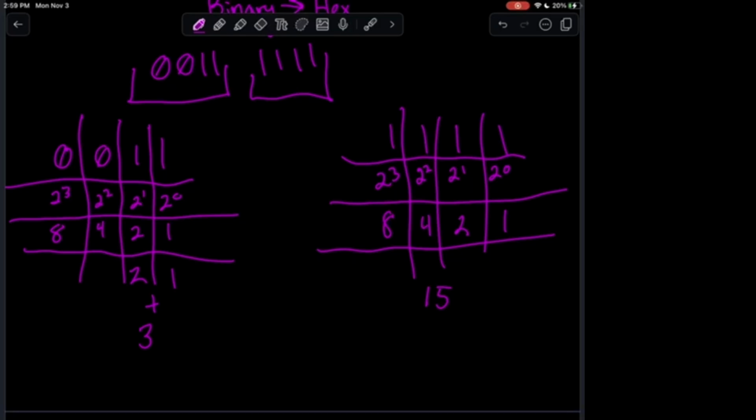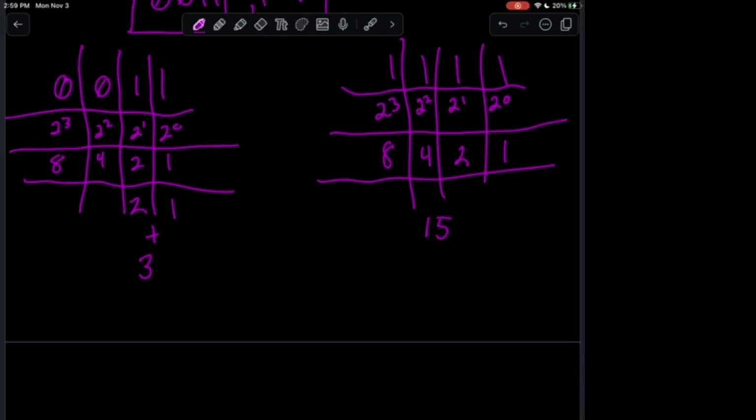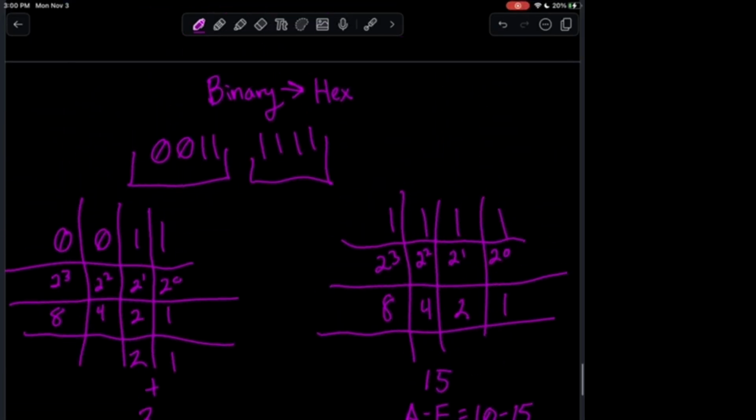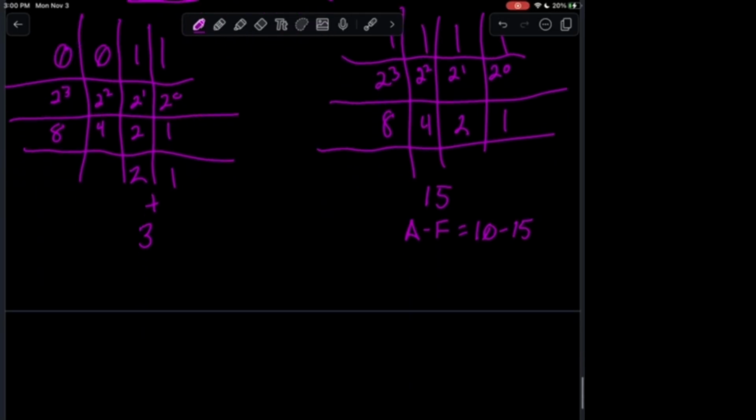So remember, A through F is equal to 10 through 15. F is our last one, so the representation of this binary number would be 3F. Okay, now I'm going to go ahead and end the video here, and then we'll move on into logic gates in the next lecture.